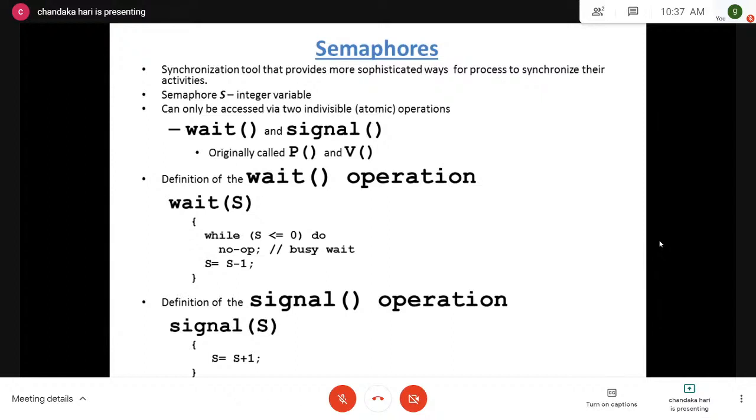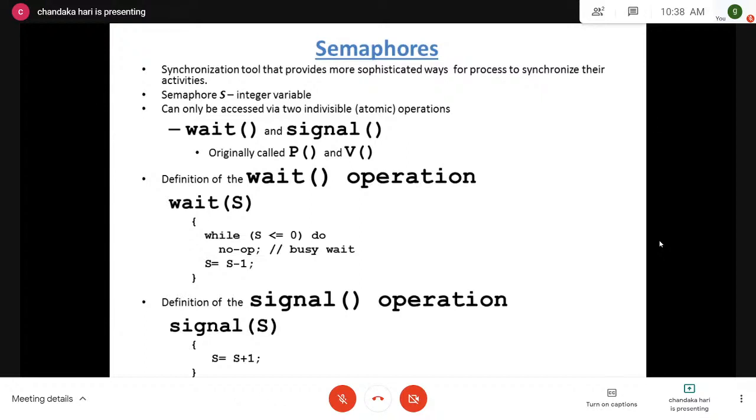After that, process P2 makes a request: I want to access X. Then the operating system checks the semaphore value of X and finds that it is now 0. That implies it is already locked by process P1. P2 is not allowed to continue the execution. The operating system simply puts the process P2 in the waiting state.